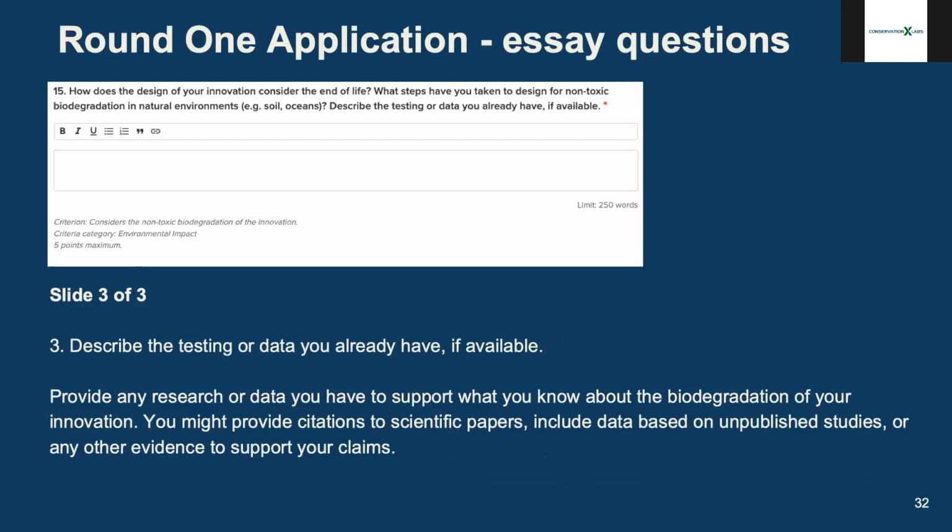And then the third question here again is describe the testing or data that you already have if available. So again, provide any kind of research findings or data that you have to support what you know about the biodegradation of your innovation. Again, you might provide citations to scientific papers. You can include data that's based on unpublished studies, but just let the reviewers know the source of the information that you're providing.